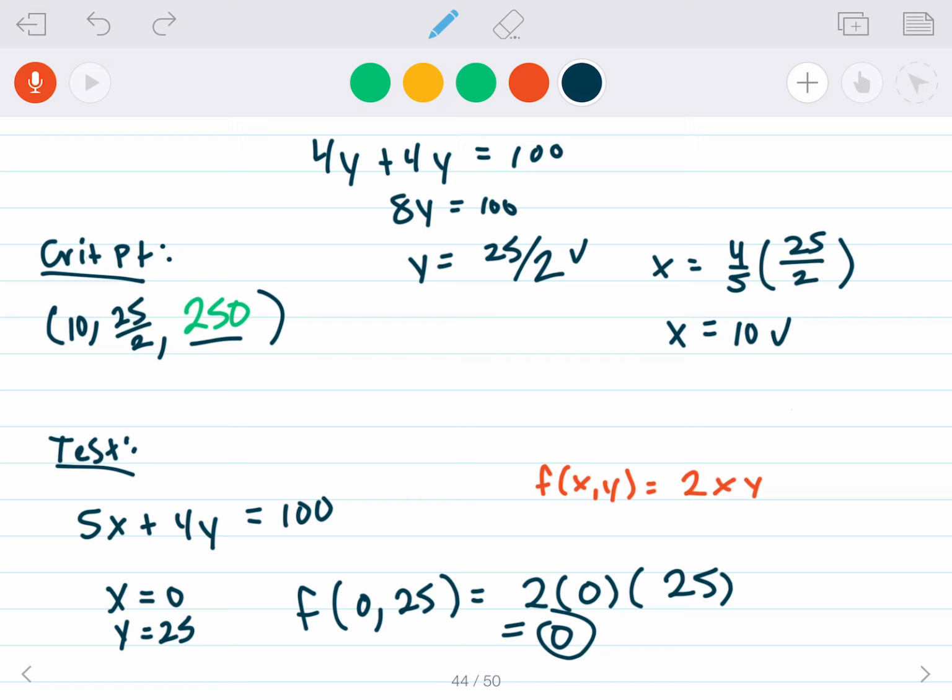Therefore, 250 must be the max. It must be the max. It couldn't be the min. If it was the min, this wouldn't make sense. We wouldn't get 0 for another test point. So this has to be the max. It's my max.